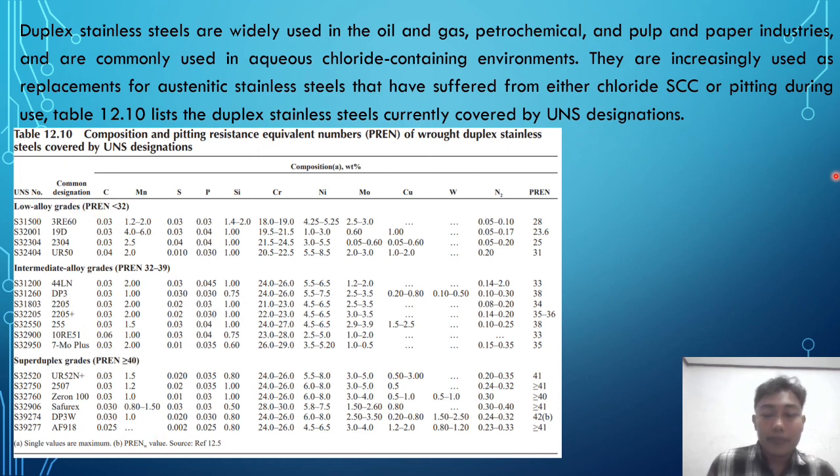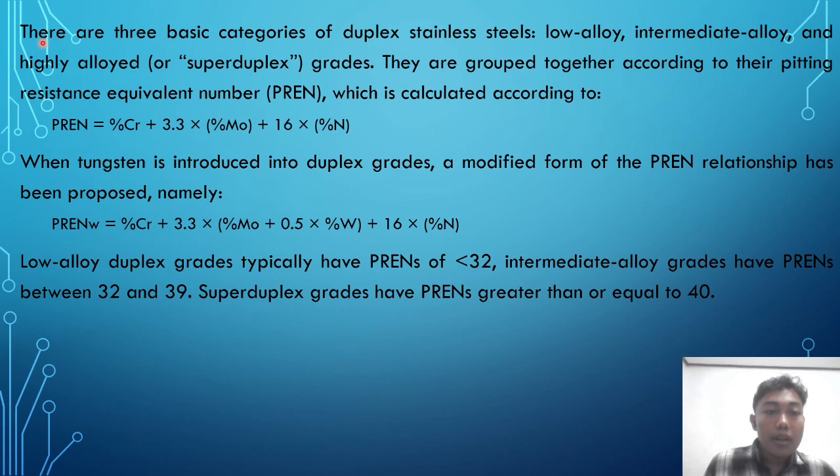As you can see, we're going to go next now. There are three basic categories of duplex stainless steel: low alloys, intermediate alloys, and the high alloys or super duplex grades. They are grouped together according to their pitting resistance equivalent number, PREN, which is calculated according to PREN equals percent Cr plus 3.3 times percent Mo plus 16 times percent N.